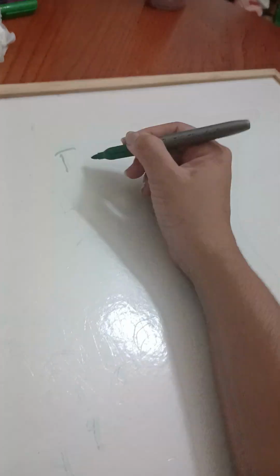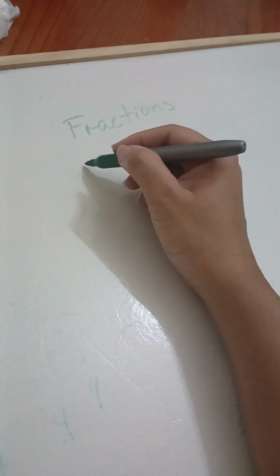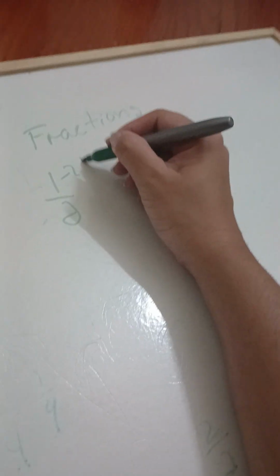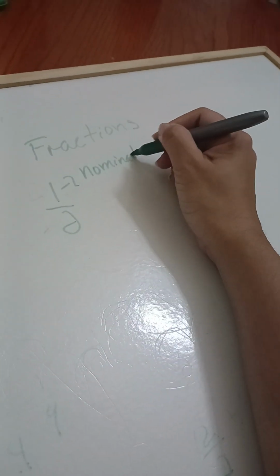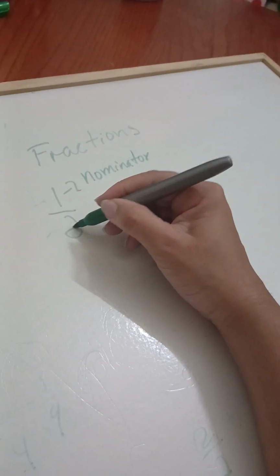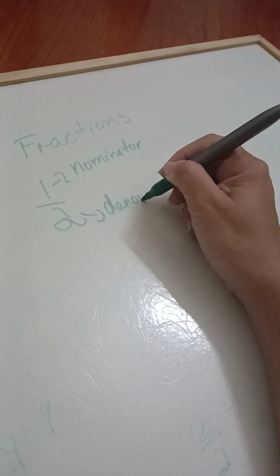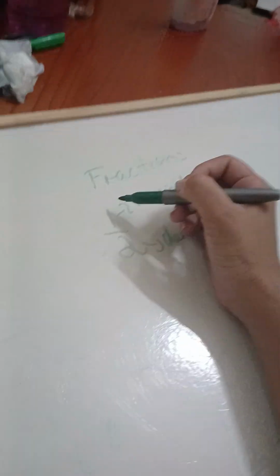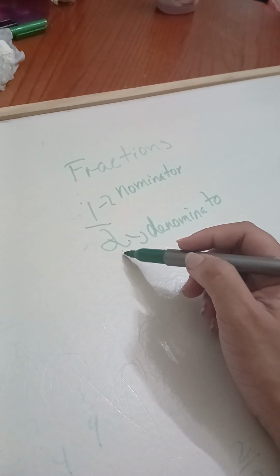Fractions. In fractions, we have two numbers. The top number is called the numerator. The bottom number, we call it the denominator. The top number tells you the part, and the bottom number tells you the whole.